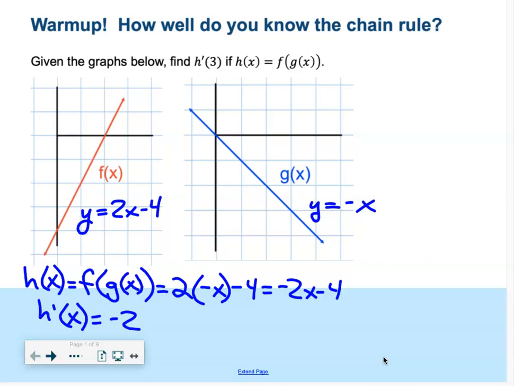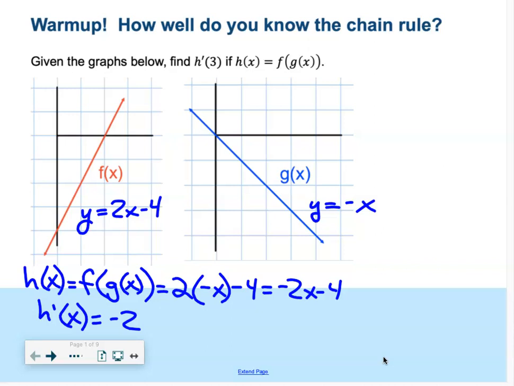Most students know product rule: f prime g plus f g prime. Most students know quotient rule: f prime g minus f g prime over g squared. Do most of us know chain rule? That one's a trickier one. It's actually not very big. It's just we don't drill it in a lot.